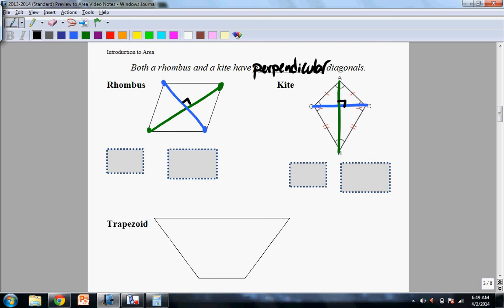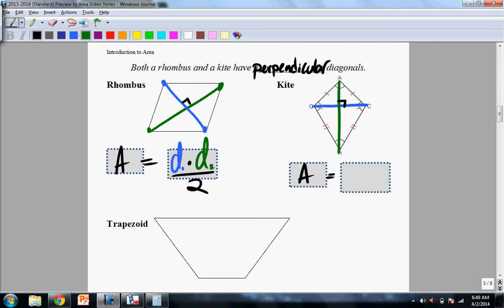Perpendicular diagonals. Now, whenever you have perpendicular diagonals, you can use this equation for area. Area of a rhombus equals one diagonal times the other diagonal over 2.